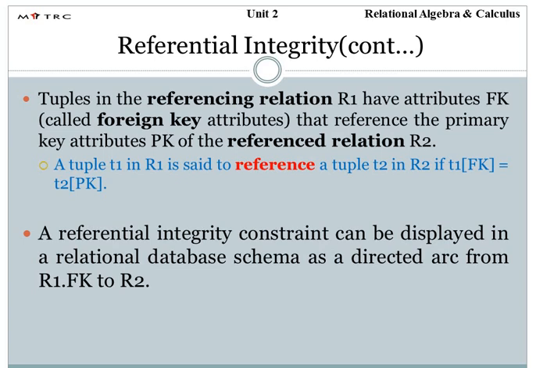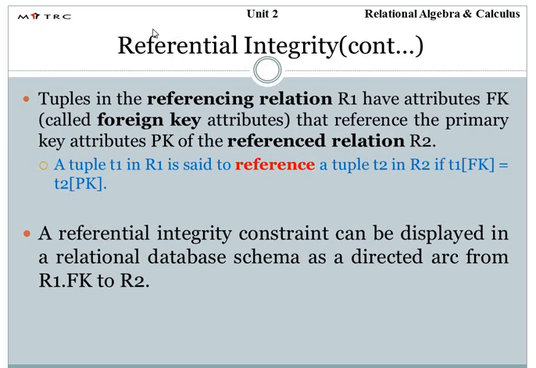The tuples in the referencing relation R1 have attributes called foreign key attributes that reference the primary key attribute PK of the referenced relation. So we have 2 relations, R1 and R2. R1 attributes are called the foreign key attribute. R2 attributes are called the primary key attribute. R1 is called the referencing relation, while R2 is called the referenced relation. A tuple T1 in R1 is said to reference a tuple T2 in R2 if and only if T1[FK] equals T2[PK]. This is the condition that defines the referential integrity constraint.